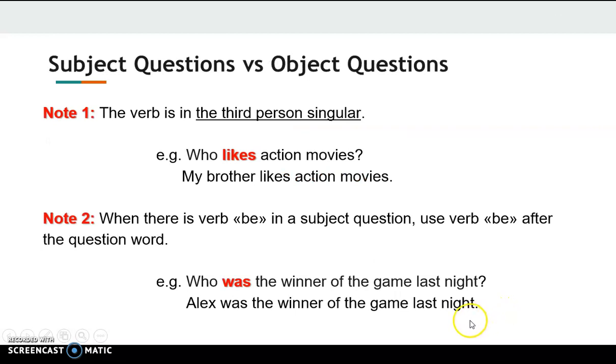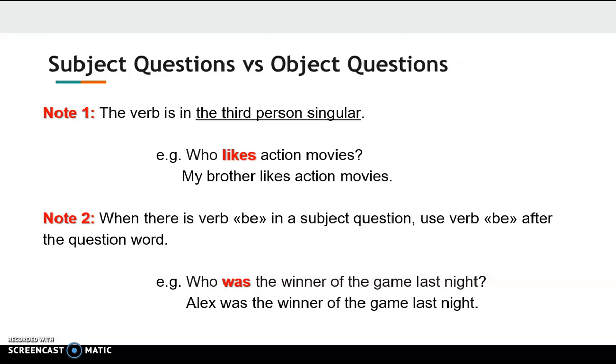We need to remember 2 points. First of all, the verb in a subject question is in the third person singular. Let's see the example. Who likes action movies? My brother likes action movies.